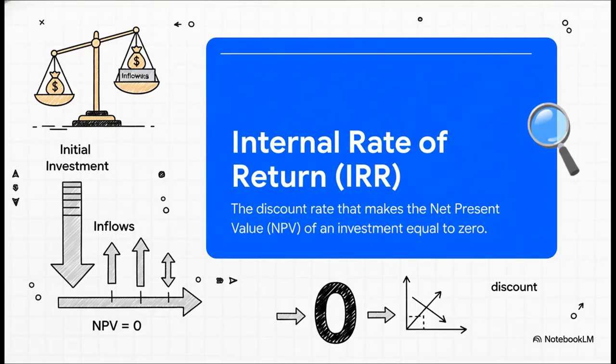First up, we've got the internal rate of return, or IRR. Now, if NPV asks, how much value do we get, IRR asks a slightly different question. It asks, what is this project's true, built-in rate of return? It's the unique discount rate where the project perfectly breaks even, where the present value of what you get back exactly equals your initial investment, making the NPV exactly zero.